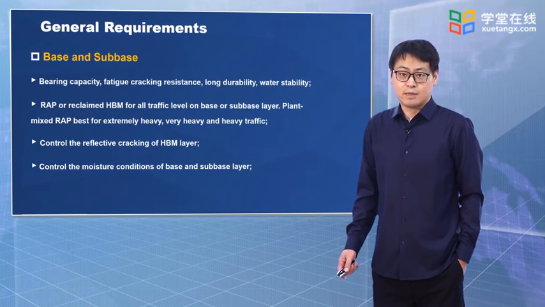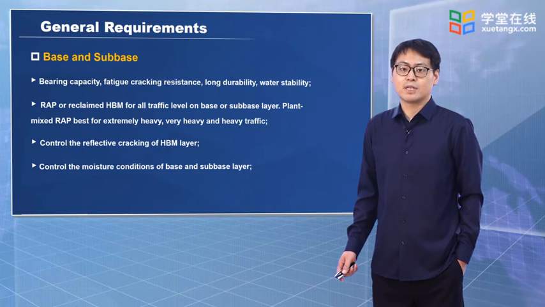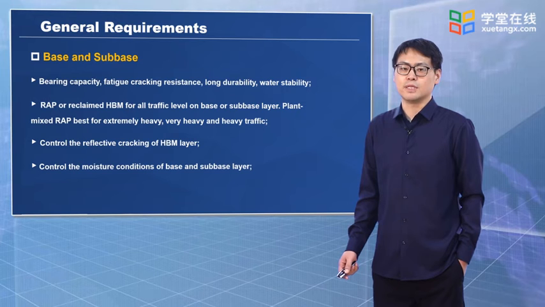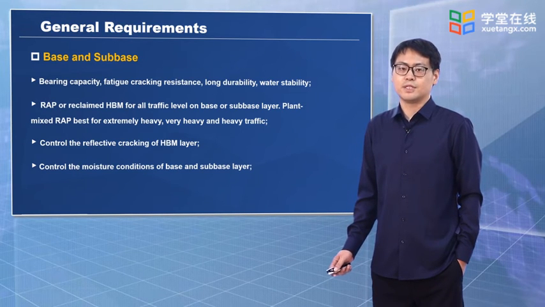For base and sub-base layer, they should have enough bearing capacity, fatigue cracking resistance, long durability, and water stability. And for base layer with asphalt materials or granular materials, it should have strong permanent deformation resistance. A reclaimed asphalt pavement or reclaimed semi-rigid material can be used on base or sub-base layer for all traffic levels. Plant mixed reclaimed asphalt pavement is best for base layer and extremely heavy, very heavy and heavy traffic level.